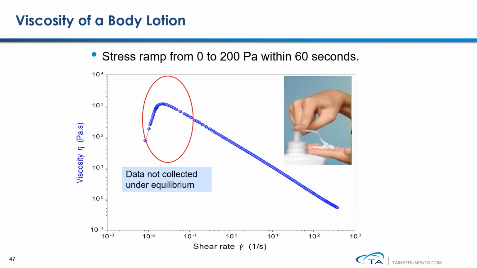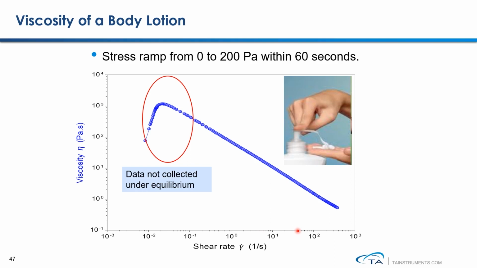Here is an example of measuring the viscosity of a body lotion sample. We load the sample between a 40 millimeter parallel plate geometry, and then we're conducting a continuous ramp testing. Ramp the stress from 0 up to 200 pascal within 60 seconds. The viscosity that's measured as a function of shear rate is plotted in this graph.